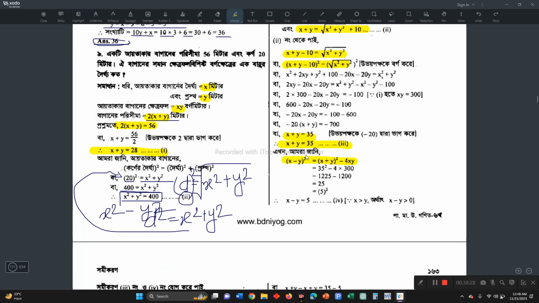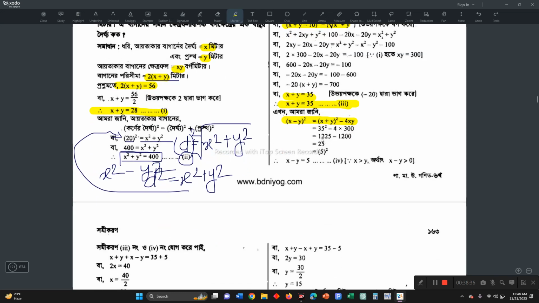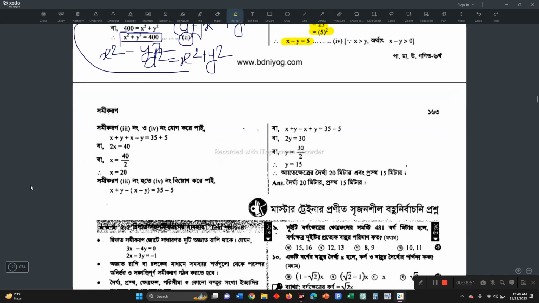We know (x minus y) whole square is equal to (x plus y) whole square minus 4xy. Putting the values from equation 3 and equation 1, we get 225 minus 1200, or 25, or (x minus y) whole square is equal to 5 whole square. That means x minus y is equal to 5.